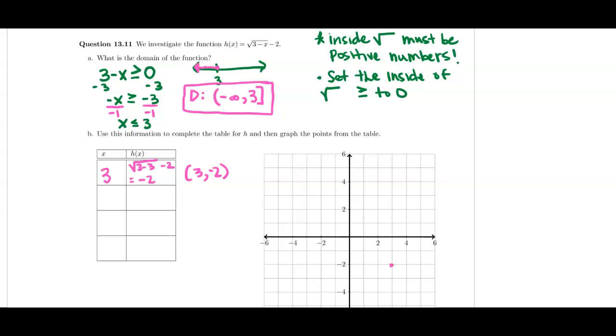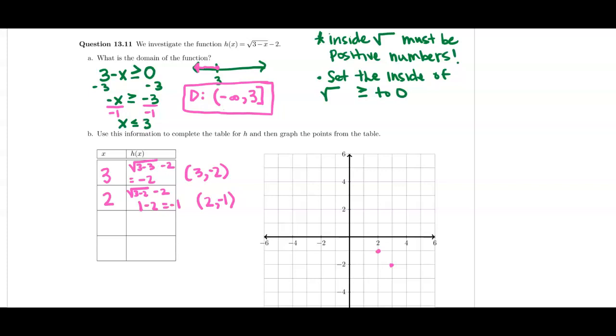Okay, now let's do some other ones. Remember I've got to pick them less than 3. So what about 2? Would 2 be a good one to do? Well, 3 minus 2 is 1. Square root of 1 is 1. So that would be a great one to pick. So let's do 3 minus 2, square rooted, and then subtract off 2. Square root of 1 is 1. 1 minus 2 gives you negative 1. So I'm just plugging those numbers into the function to figure out what my output would be. So positive 2 and then down 1 would be there.